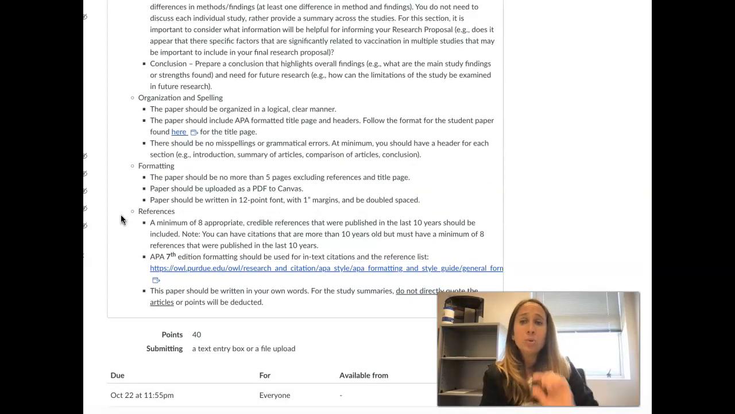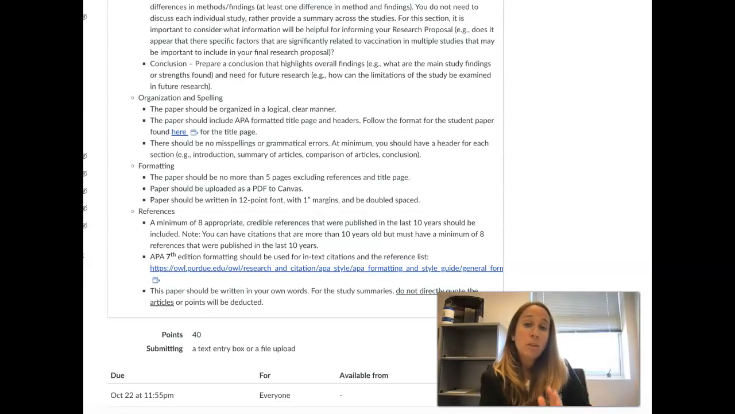Also, make sure that your paper follows APA format. You do need to have a title page, and there is an example title page here so you can see the format of that for a student paper. Watch for spelling and grammar issues. Take your time, write your paper, put it down for a little bit, come back to it. There are also resources on campus that can help with writing as well. If you do need some support, let me know and I can help connect you to those resources.